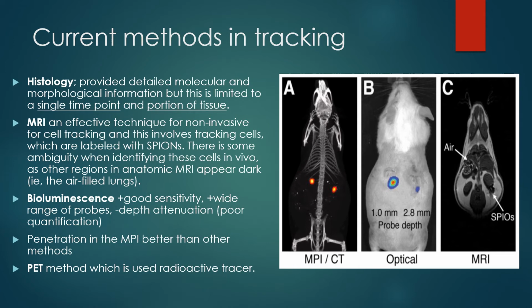And another one is optical or bioluminescence imaging. Bioluminescence also has good sensitivity and a wide range of probes, but for cells in deeper tissues, it's really hard to track them. But the MPI method has a positive contrast, and we can receive the signals even in deeper tissues. And the tracer also doesn't have any radioactivity in comparison with the PET method.